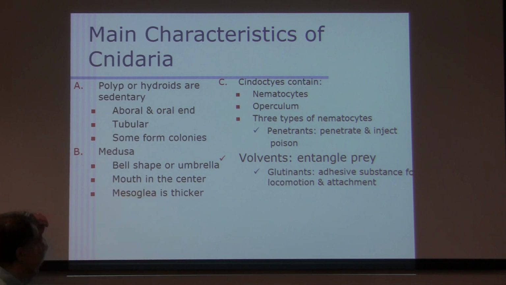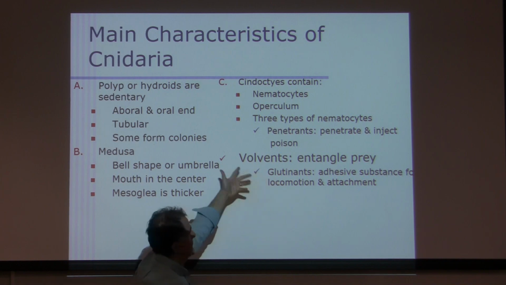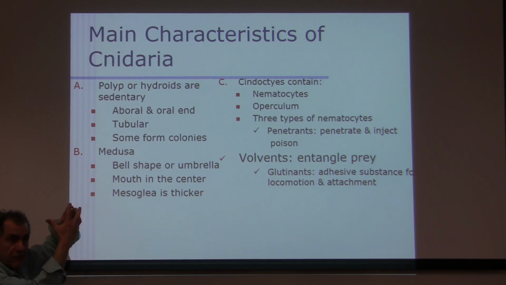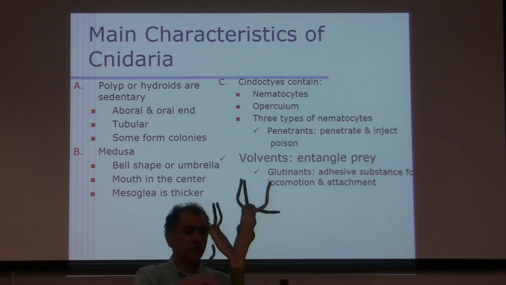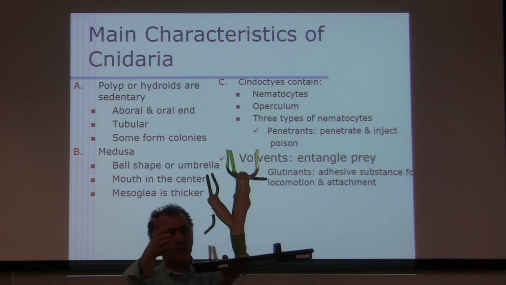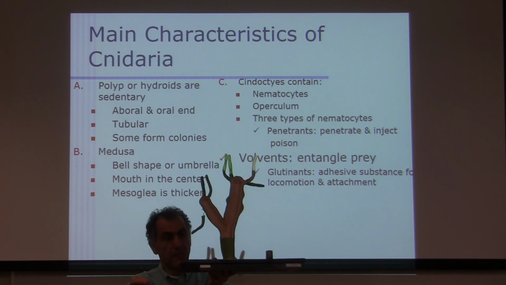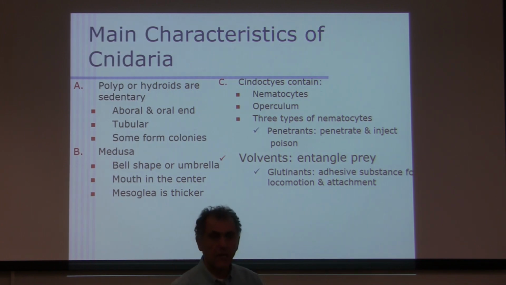And then I mentioned some of them are penetrants. They penetrate the prey or defend themselves. That's what we humans get injected with, penetrants. And evolvents are for entangling; they wrap around a fish and pull it toward the mouth. Okay. And then glutinants, they have some nematocysts on the bottom. So what happens with Hydra, they can detach from the bottom of a lake and swim a little bit and attach to another place on the bottom of the lake. And that's what they call glutinant. They move for locomotion purposes by attachment.